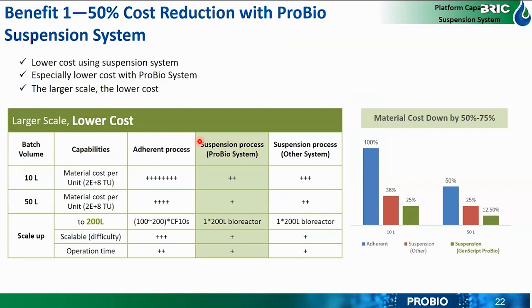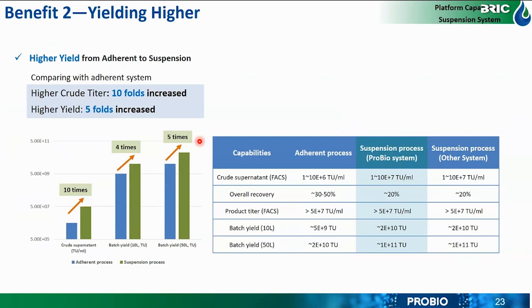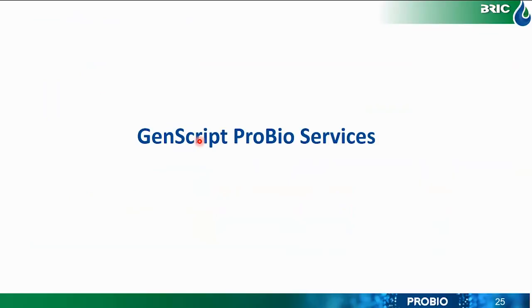And also if you scale up and use this serum-free suspension system, it can reduce cost by even up to 25%. And as I said, from the different scales, from the shake flask system to a 10 liter bioreactor, even to the 50 liter bioreactor, the process is very stable, and cost is highly reduced using this system. And also the titer and the recovery are very stable from small scale to large scale.